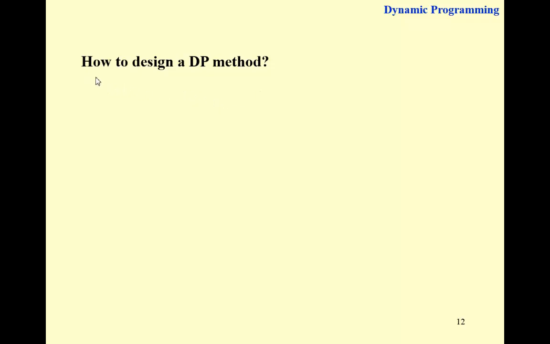Okay, now that we have discussed four different problems, let's try to find a pattern on how to design a DP method. Basically, there are going to be four steps. Step one, characterize an optimal solution. What does it mean? So the key is to define the proper subproblems, and that's usually the hardest part to start with. And then we must check if an optimal solution contains an optimal solution of a subproblem.